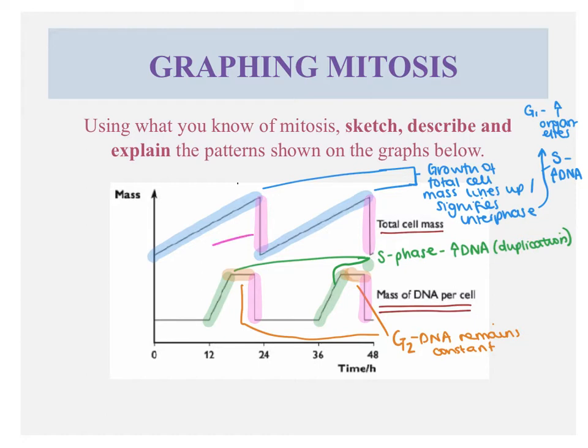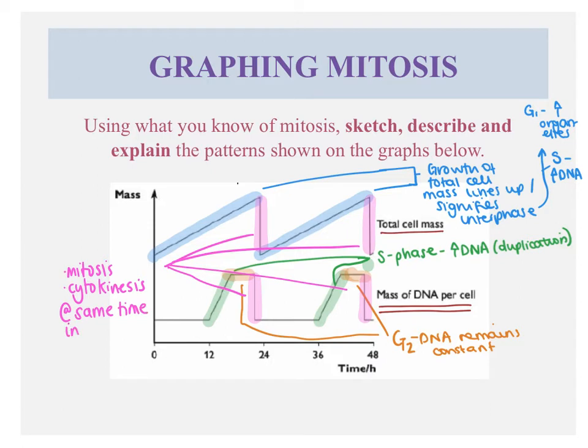Now this drop, I'm going to write over to the left hand side, sorry. The drop indicates mitosis, and it also indicates cytokinesis. Okay, these are occurring at the same time in both graphs. Okay, and we get that drop back down to the starting levels because our cell is dividing. So the cell mass is going to be divided between two cells now.